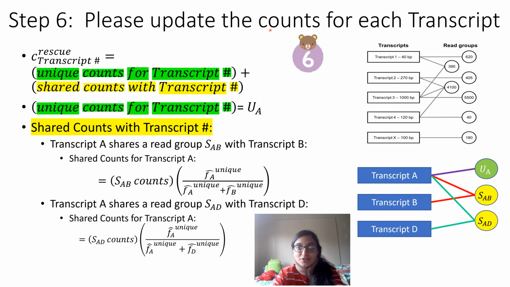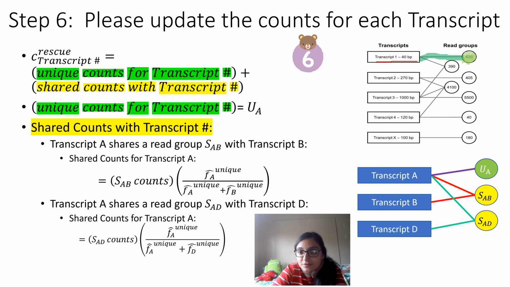In step 6, we want to update the counts for each transcript. Let's focus on the first one, a given transcript. How would we decompose this? A given transcript, here transcript 1, has some parts that are unique to it, which is what we were just looking at. We saw that it has the 620 group that is unique to it. The 620 is unique to group 1.